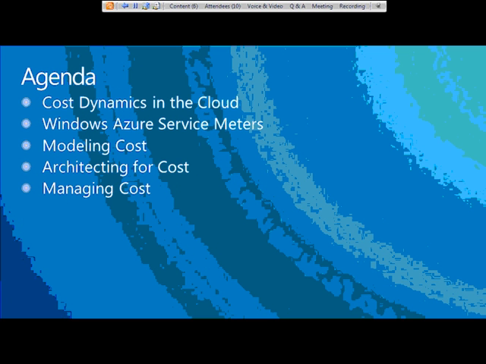So our agenda is we'll talk about the cost dynamics in the cloud and how they're different from in the enterprise, what the Windows Azure services in particular cost and how they're metered, how you can model your cost, tips for architecting for cost, incorporating cost considerations into your design, and then how to manage cost operationally.